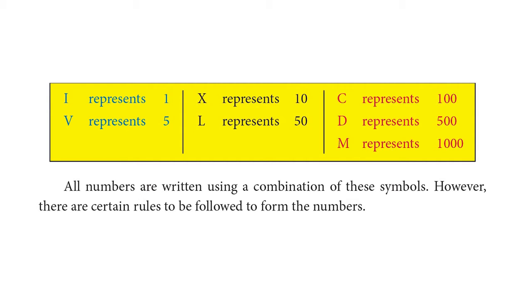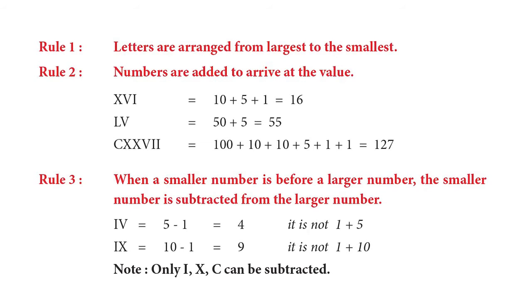Let's see, there are some rules that we have to remember. Please take a look at the screen. Rule number 1, letters are arranged from largest to smallest. You can see the largest number 1000, then 500, then C. So in any given numeral, it will always be largest to smallest. We will take examples of each. Okay. The second rule, so rules means you have to learn them by heart and remember them always.